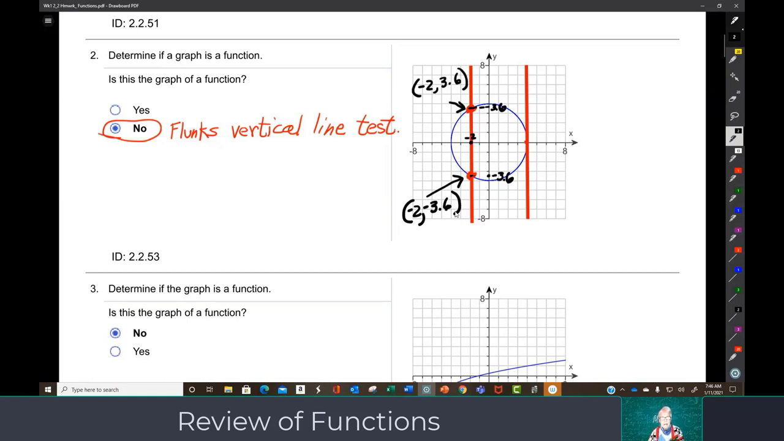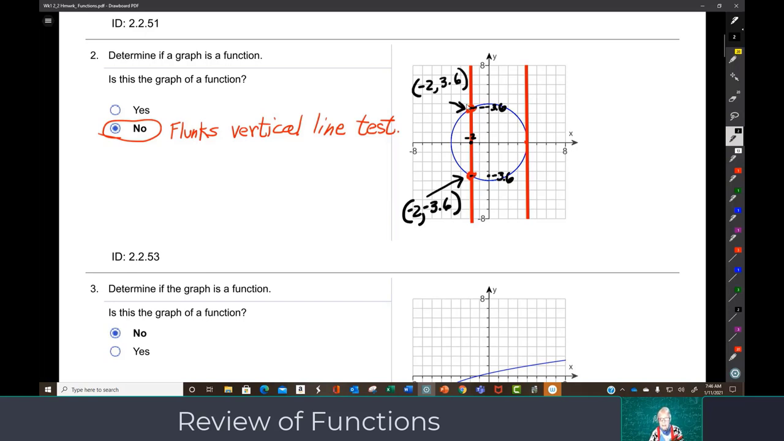Because in real life, the only reason you draw a graph or you look at a graph is because it represents something in real life that's important to you. You're in a business. You're in the sciences. Something is important enough for you to spend your time looking at a graph. You need to have one answer.